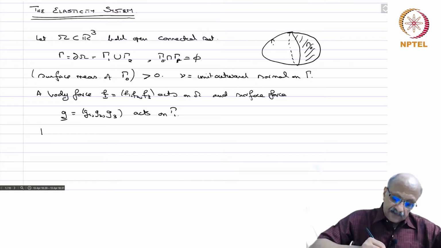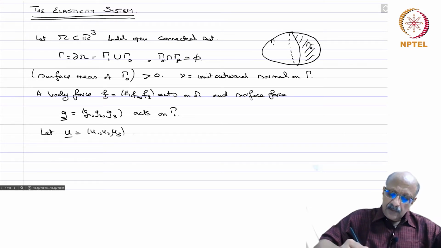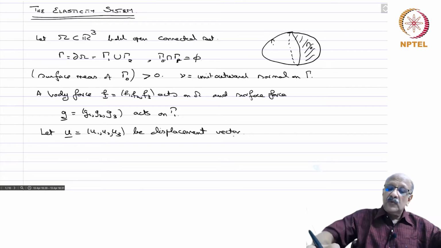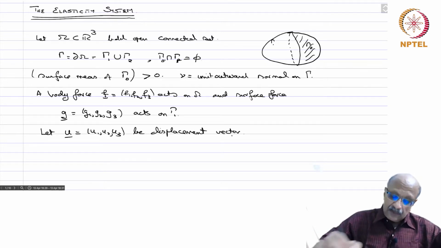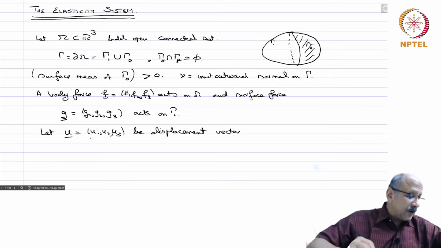Okay, so let U equals U1, U2, U3 be the displacement vector. This is the one which we are interested in. So when you act on this body with these forces, we want to see how the body deforms. That means we have to compute U at every point of omega.